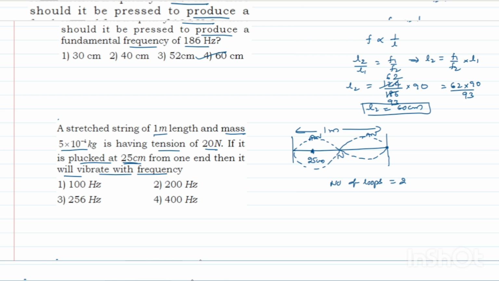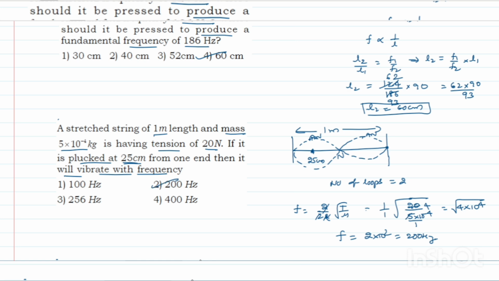So here we need to calculate the frequency. For two loops, the value will be 2 by 2L into root over T by mu, and the 2 gets cancelled. Here the length is given as 1 meter, the tensional force is given as 20, and the linear mass density is 5 into 10 power minus 4 mass per unit length. The length is 1 meter, and 4 times, it's nothing but 4 into 10 power 4 in the numerator. That means the frequency, when you take outside 2 into 10 power 2, is nothing but 200 Hz. This is the correct answer.